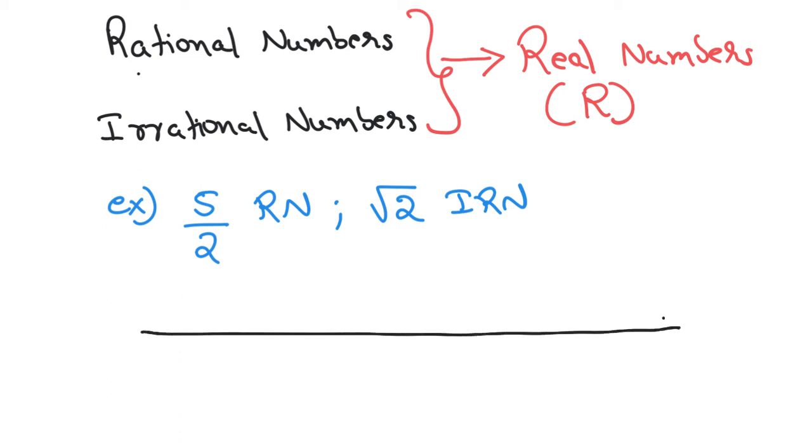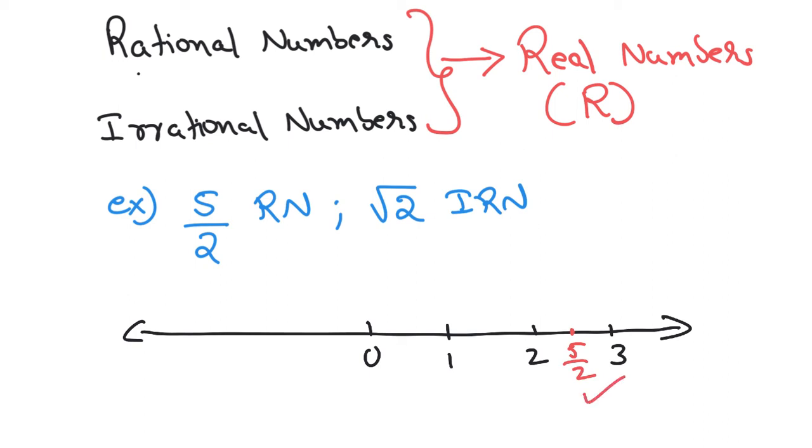On a number line, can I mark a rational number? Yes, of course, I can mark a rational number. For example, something like 5/2, which is 2.5, right? This is a rational number which can be marked.